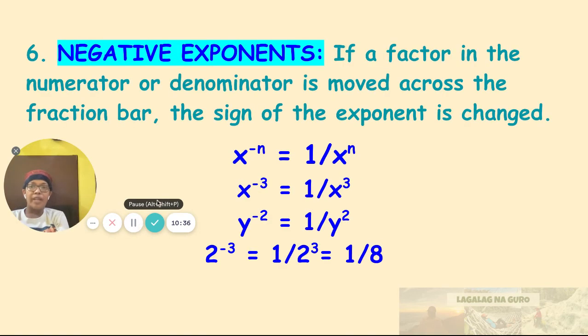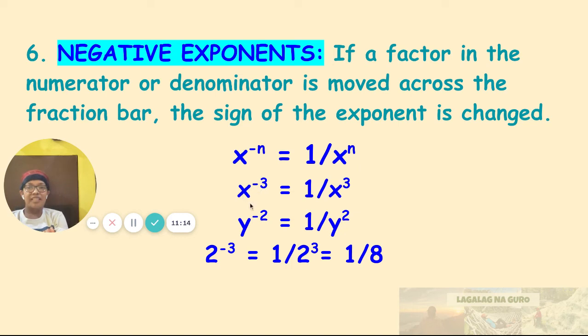Okay. Rule number 6. What is rule number 6? Rule number 6 is negative exponents. What will happen if we have negative exponents? If a factor in the numerator or denominator is moved across a fraction bar, the sign of the exponent is changed. So if you have a negative exponent, x^(-n) is 1 over x^n.